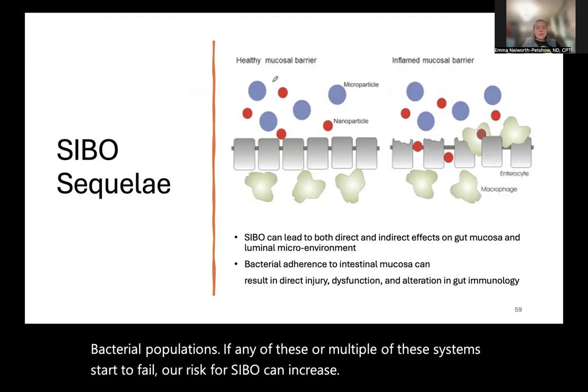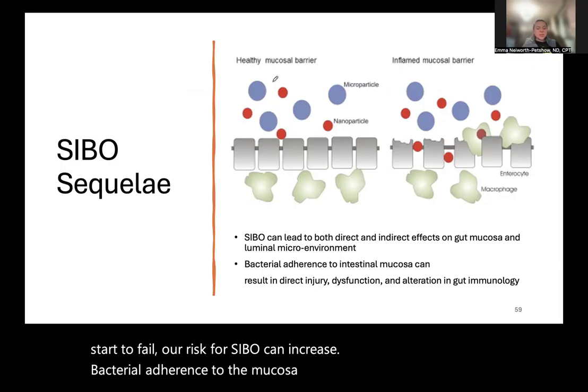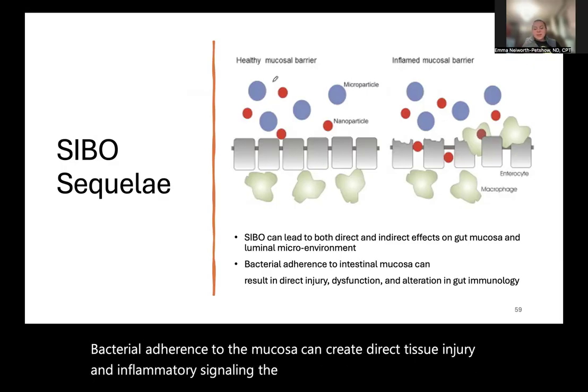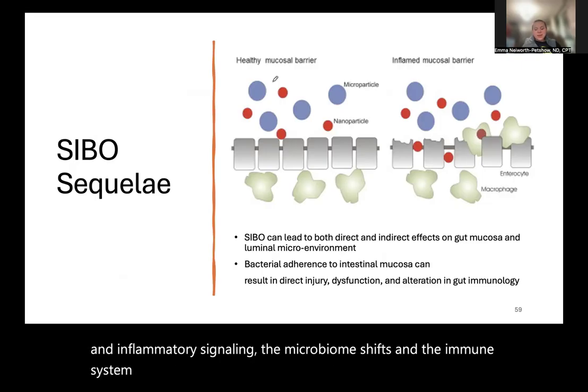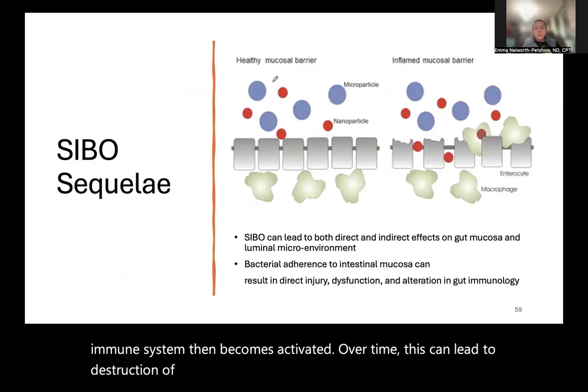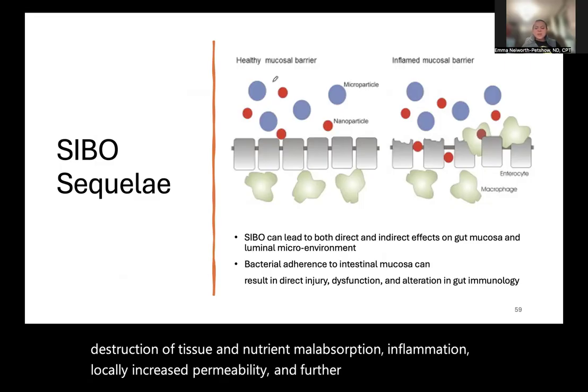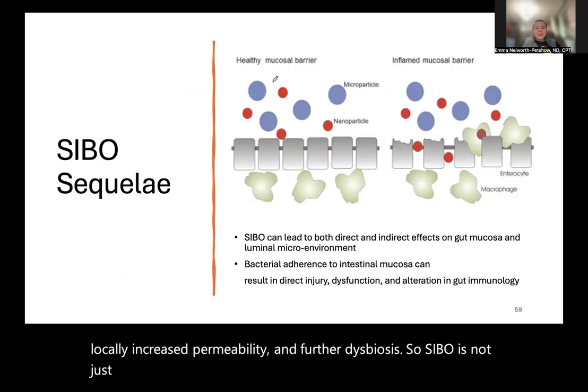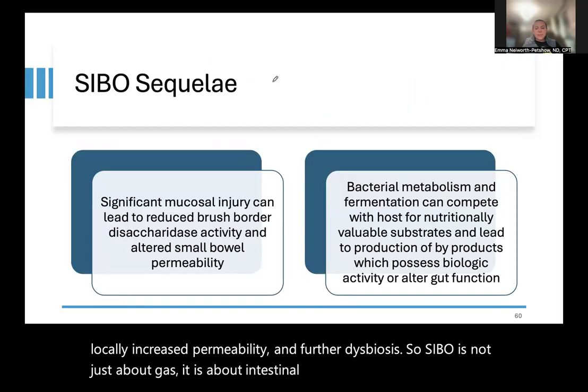Bacterial adherence to the mucosa can create direct tissue injury and inflammatory signaling. The microbiome shifts and the immune system then becomes activated. Over time, this can lead to destruction of tissue and nutrient malabsorption, local inflammation, increased permeability, and further dysbiosis. So SIBO is not just about gas, it is about intestinal injury.